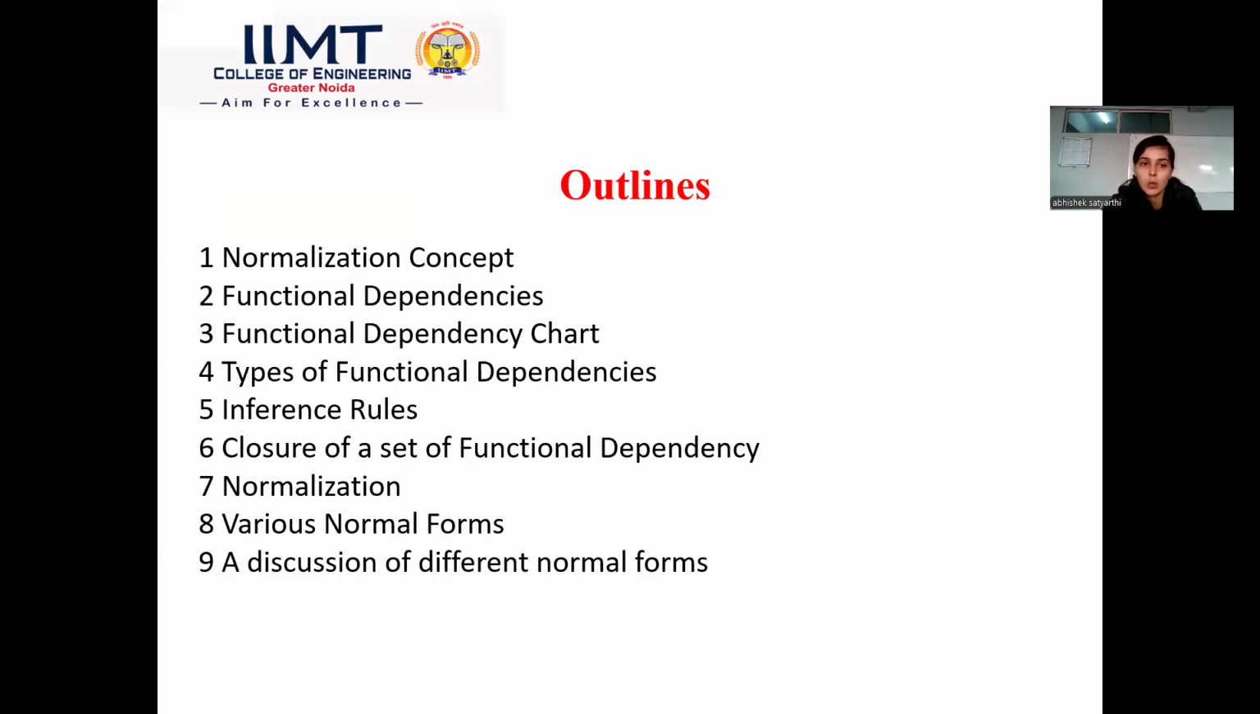Today I am going to discuss normalization. So here are the outlines of normalization. First one is normalization, then functional dependency, then functional dependency charts, types of functional dependency, inference rules, and closure of a set of functional dependencies, what are the various types of normalization, how to identify the normalization, and different normal forms.